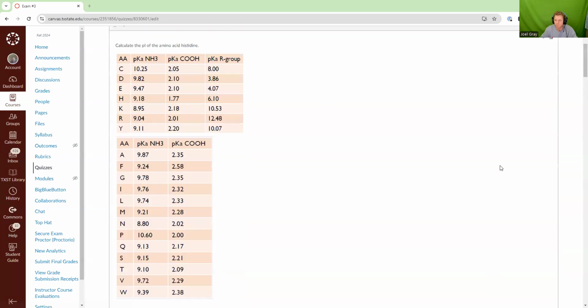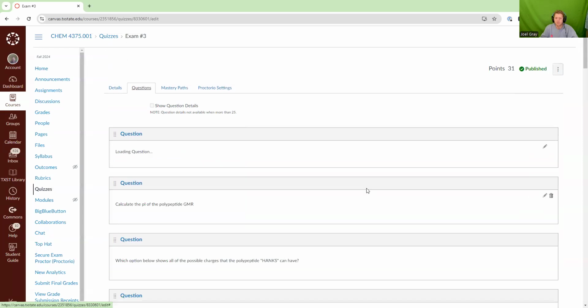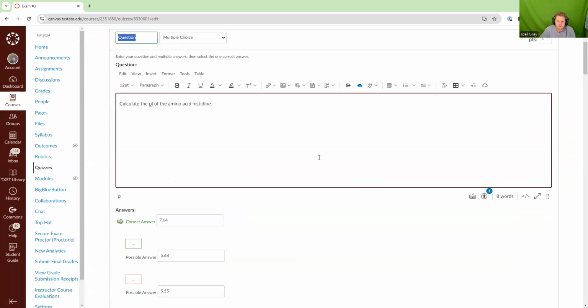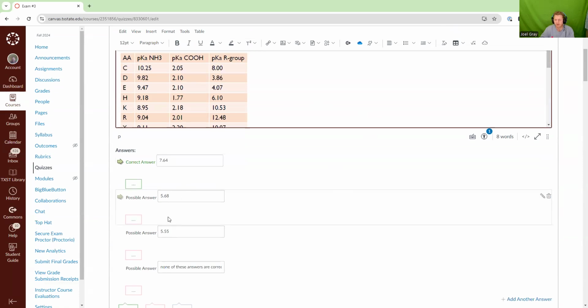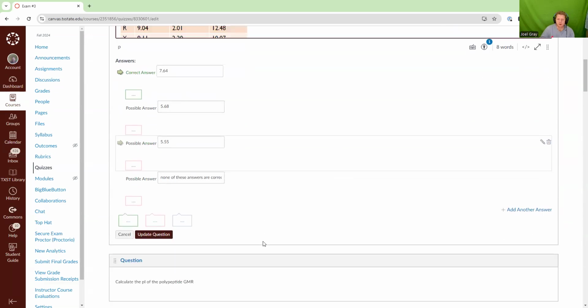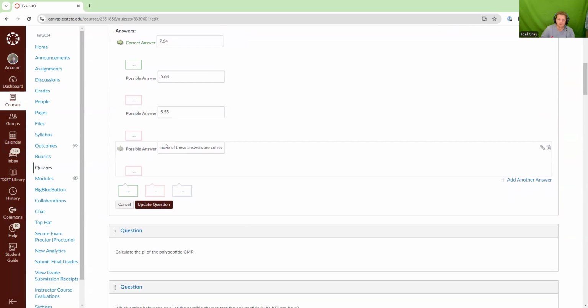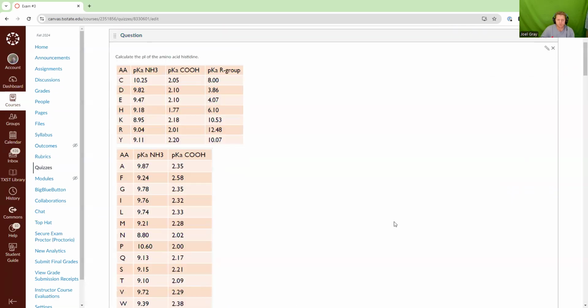So I'm going to click the edit button on this question, 7.64. I threw some other answers at you, 5.68, 5.55, and chances are those are either all three of the pKa values added up and divided by 3, which is not the correct way, or they are just two of the other pKa values added up and divided. Okay, so 7.64 is the correct answer.